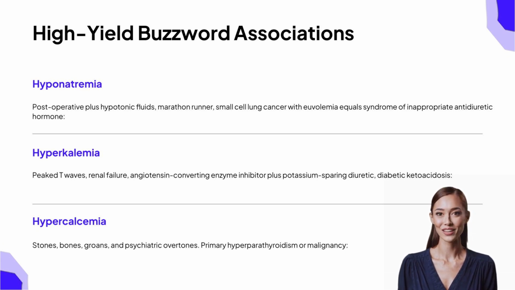For hyponatremia, think post-operative patients on hypertonic fluids, marathon runners who drank too much water, or small cell lung cancer patients with euvolemic hyponatremia pointing to syndrome of inappropriate antidiuretic hormone. For hyperkalemia, look for peaked T waves, renal failure, and the combination of angiotensin-converting enzyme inhibitors with potassium-sparing diuretics. For hypercalcemia, remember stones, bones, groans, and psychiatric overtones.